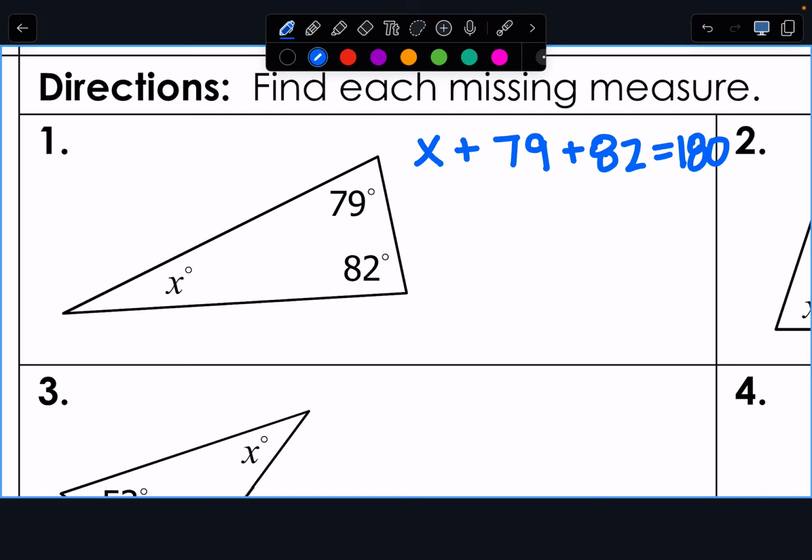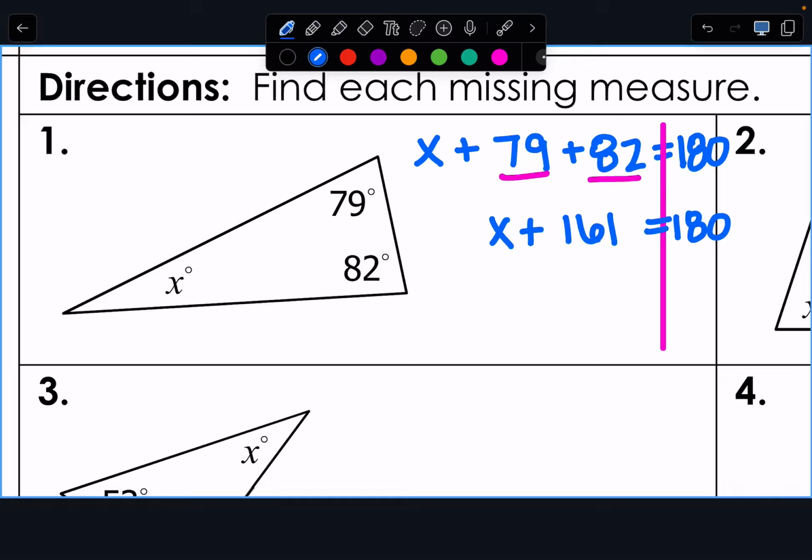Okay. So now we have an equation to solve. Gut feeling, what do you think we should do first? Okay, so we need to get x by itself, and flash back to unit 2. The first thing that we do when we have an equation is combine like terms. So 79 plus 82 need to be added together. What do we get? 161. Okay, so x plus 161 equals 180.